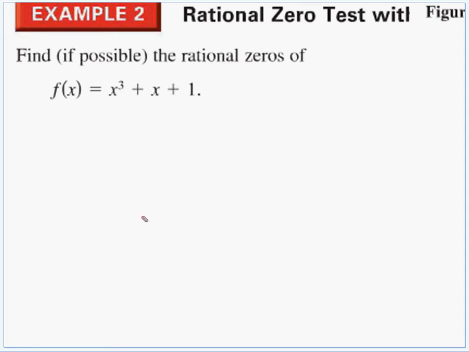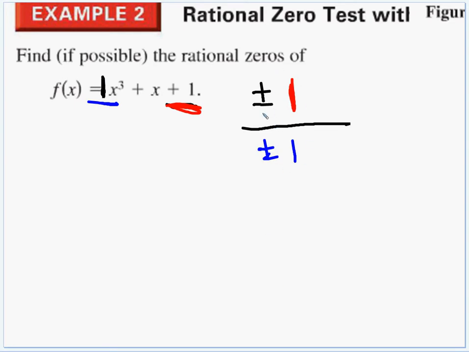Okay, like here in example 2, nice easy one. Here our leading coefficient is 1, our constant at the end is 1. So if we do our rational zero test, the constant at the end here, let me use red ink, the factors of 1 are plus and minus 1. And then blue ink, our leading coefficient is also 1, so that's plus or minus 1.